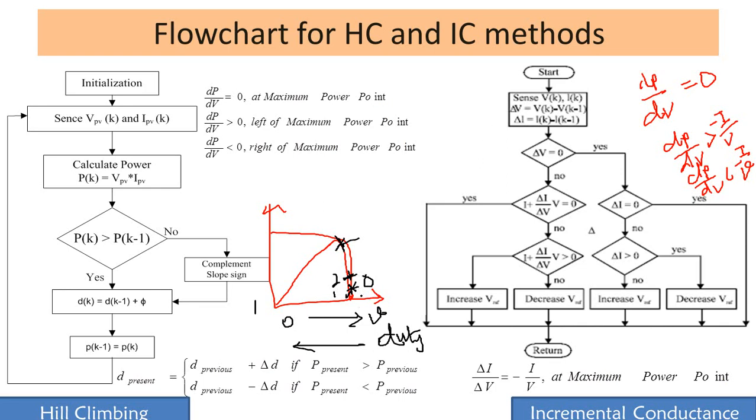Del V is the change in voltage. At point 1 I have some current, at point 2 I have some current. So this is going to be the first current and second current, del I and del V. Del V is nothing but present voltage minus previous voltage, V of k and V of k minus 1. Del I is nothing but present current minus previous current.